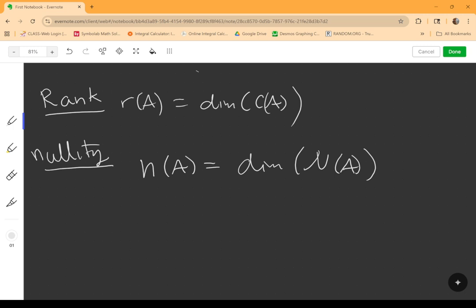Because when it's in reduced row echelon form, the number of pivot columns tells you which column vectors form the basis for the column space. And the free variables tell you the dimension of the null space, how many linearly independent vectors there are in a basis for the null space.